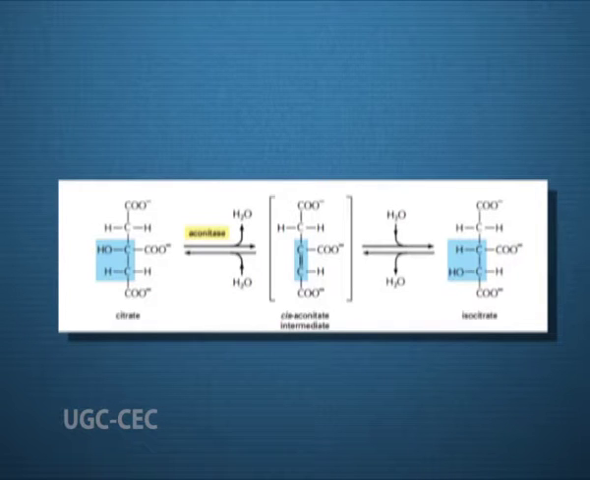The isomerization of citrate is accomplished by a dehydration step followed by a hydration step. The result is an interchange of a hydrogen and a hydroxyl group. The enzyme catalyzing both steps is called aconitase because cis-aconitate is an intermediate.